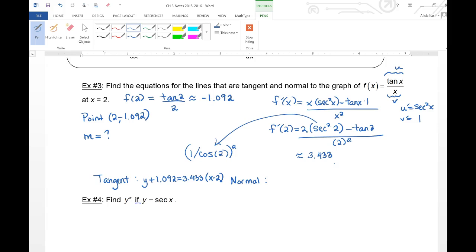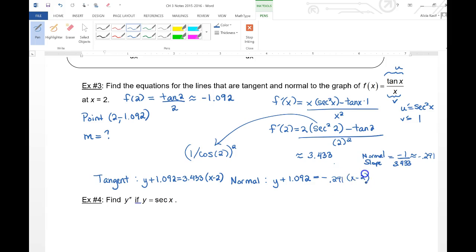Now for the normal: it's 1 over 8. What is negative 1 over that? When I'm talking about the normal slope, I don't want a decimal within a fraction. So take this and plug it into your calculator to 3 places. It's negative 0.291. That's what I'm going to use in the equation.